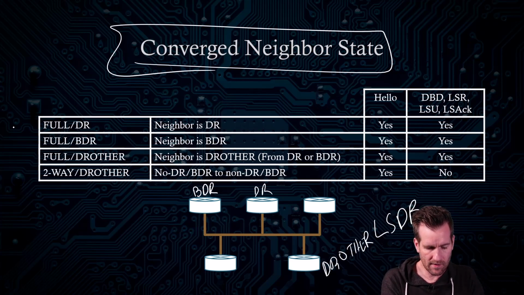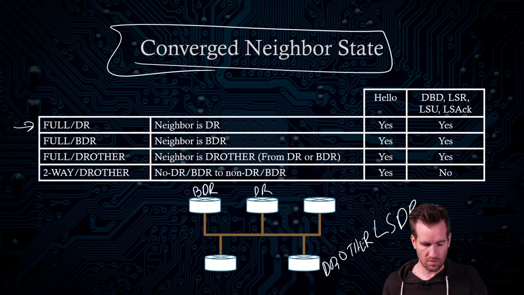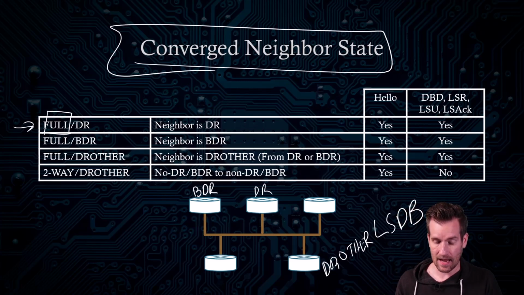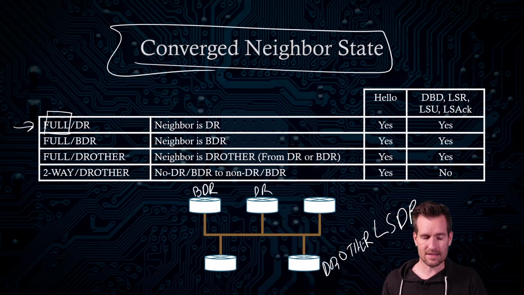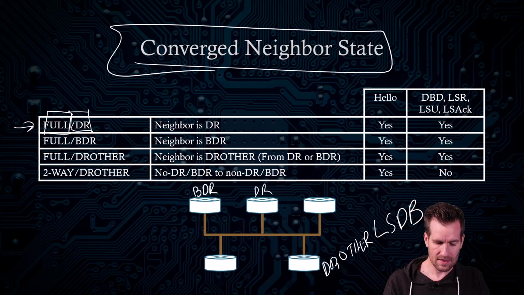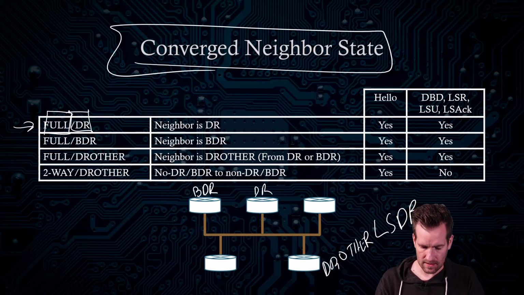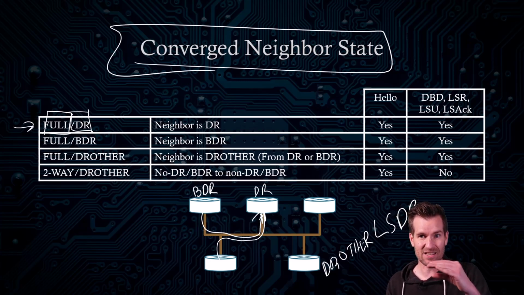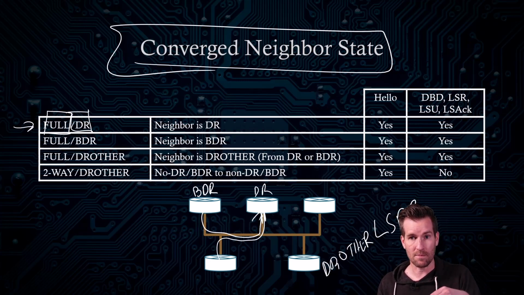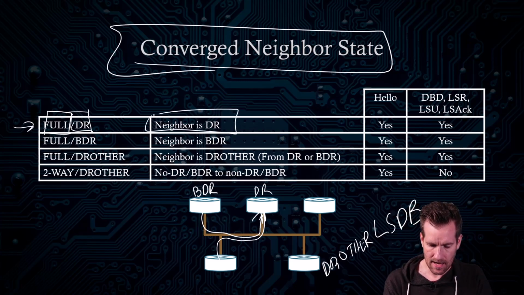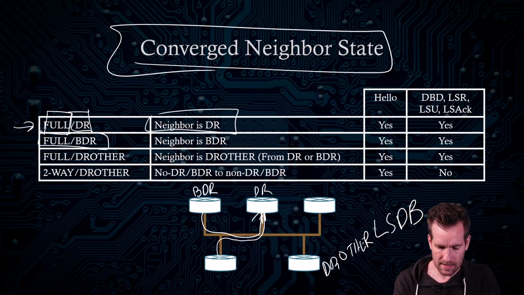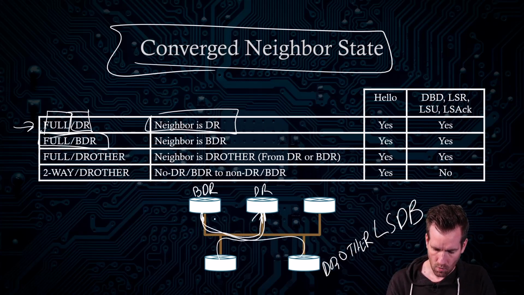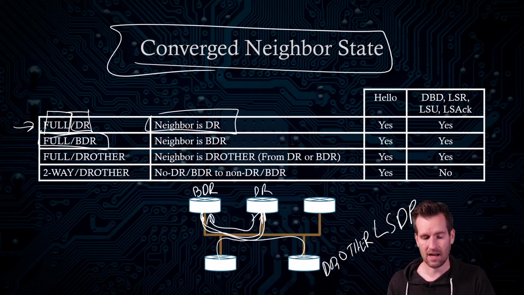So first of all, we've got a full, this means that everything is up to date, the link state databases are synced, and this is the relationship with the DR. So this would be from any of these devices to the DR, to include the backup designated router to the DR. This is going to be listed when we do the show IP OSPF neighbors. And then, so that is the neighbor with the DR. Then we see this full BDR, and this is any device with the backup designated router.